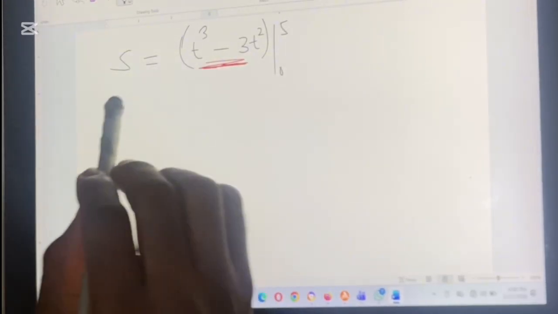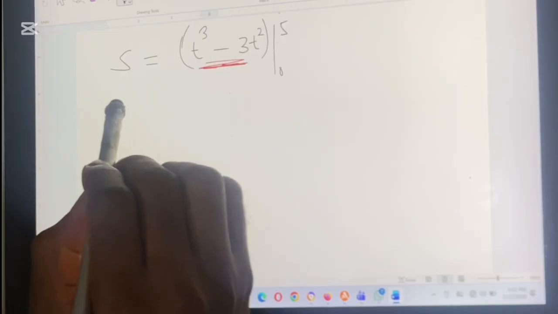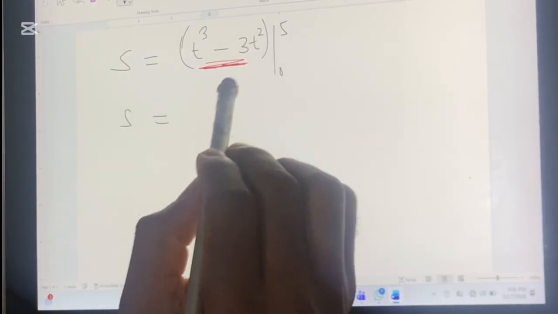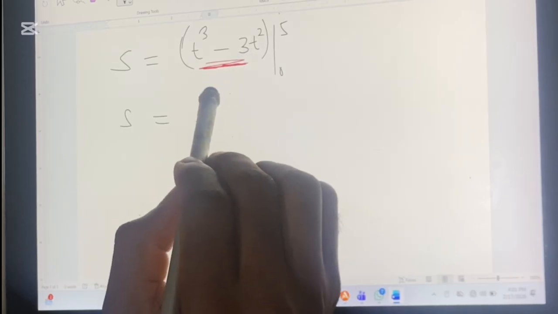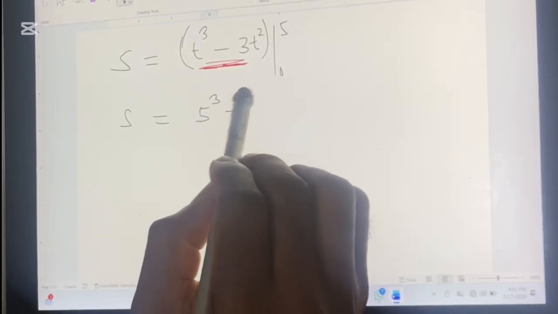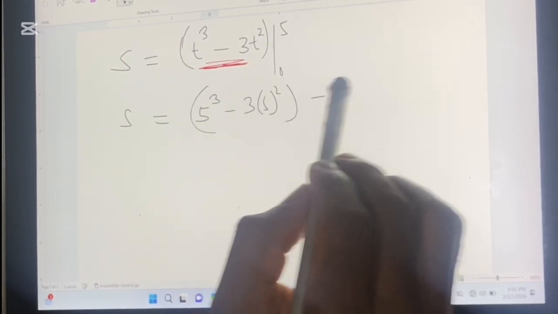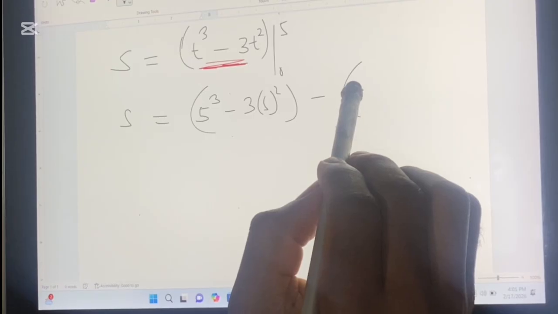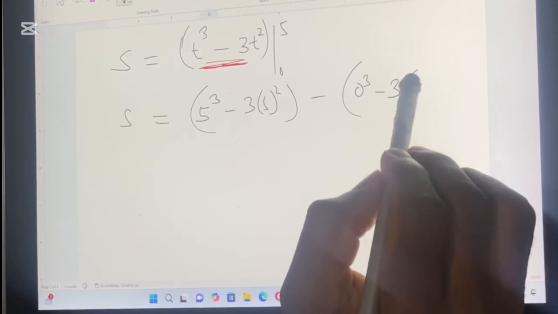Now let's replace the value here. When you do that, we have our distance equal to, class, for the upper bound, replacing t as 5: 5 raised to the power of 3 minus 3 into 5 raised to the power of 2. So minus the lower bound, replace t as 0. So I will have 0 raised to the power of 3 minus 3 into 0 raised to the power of 2.